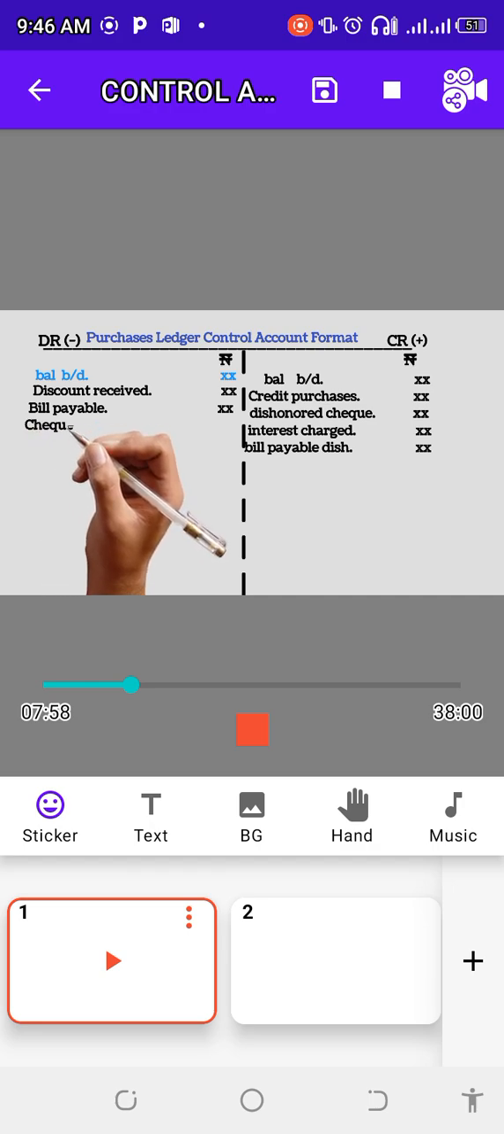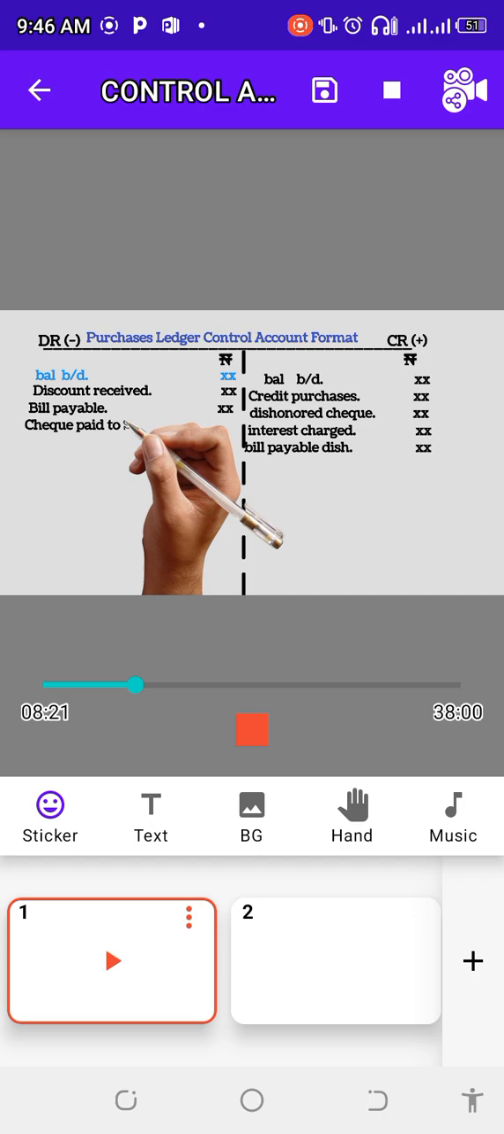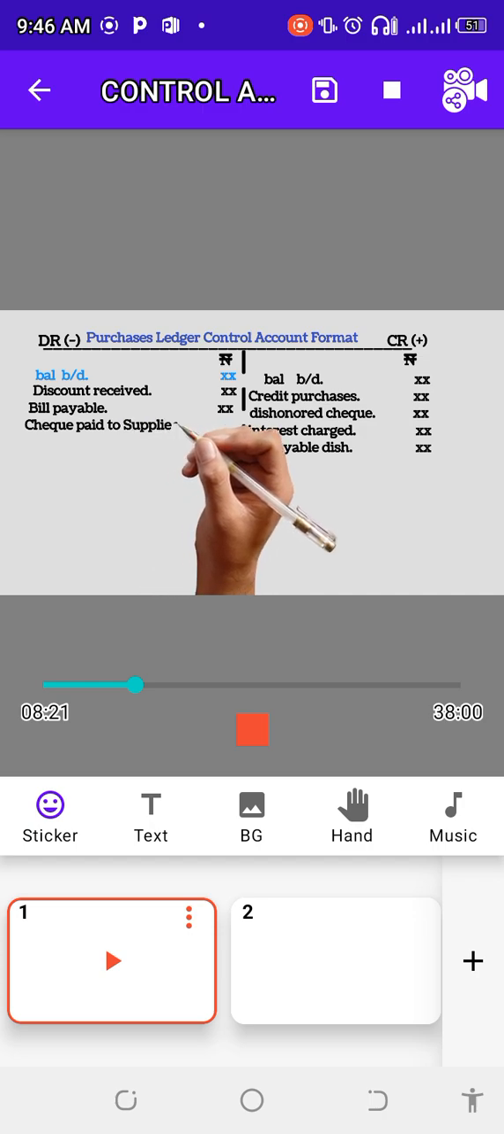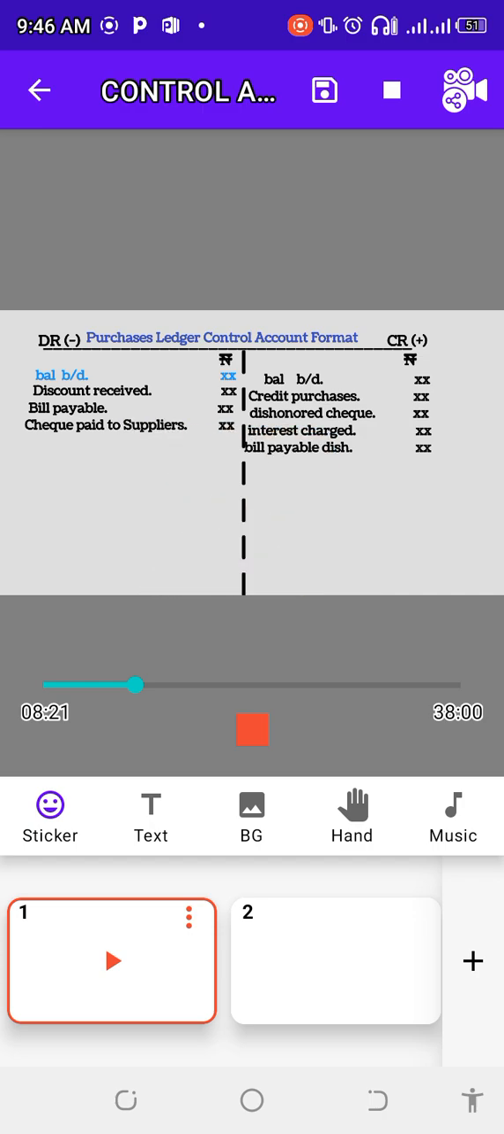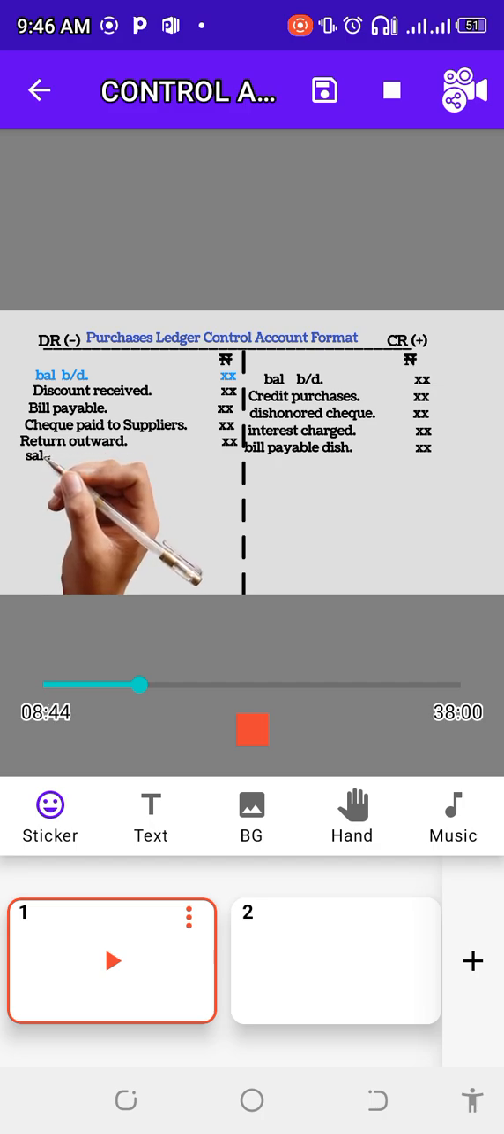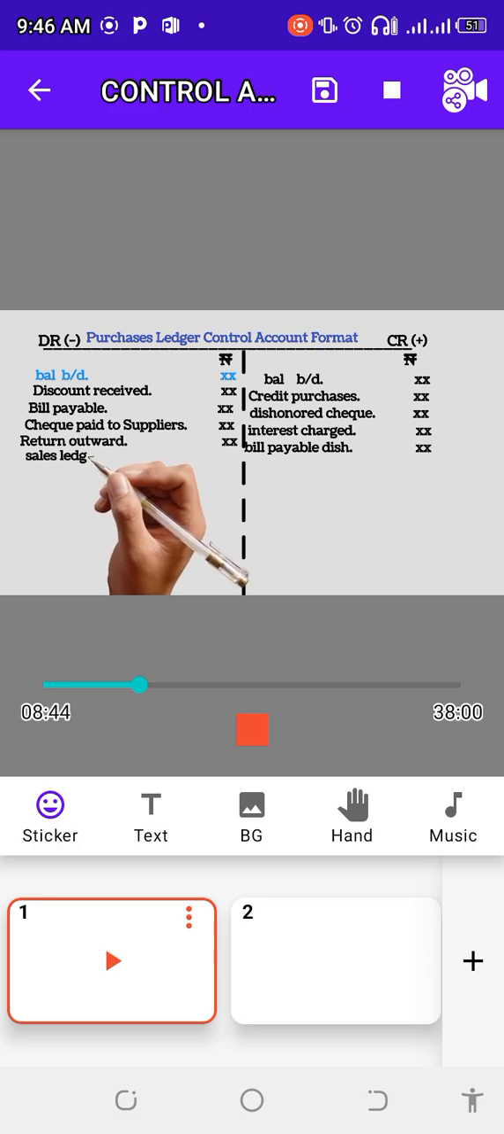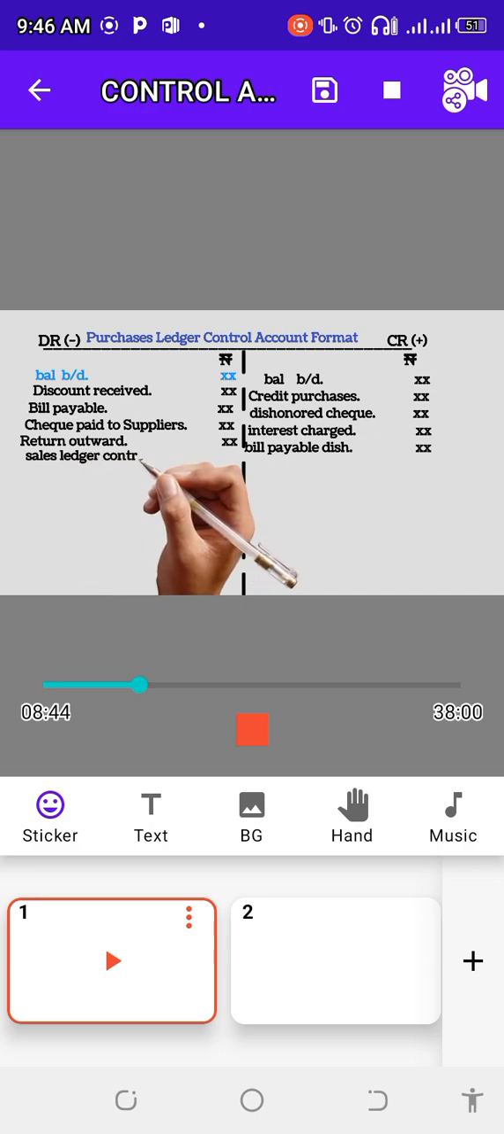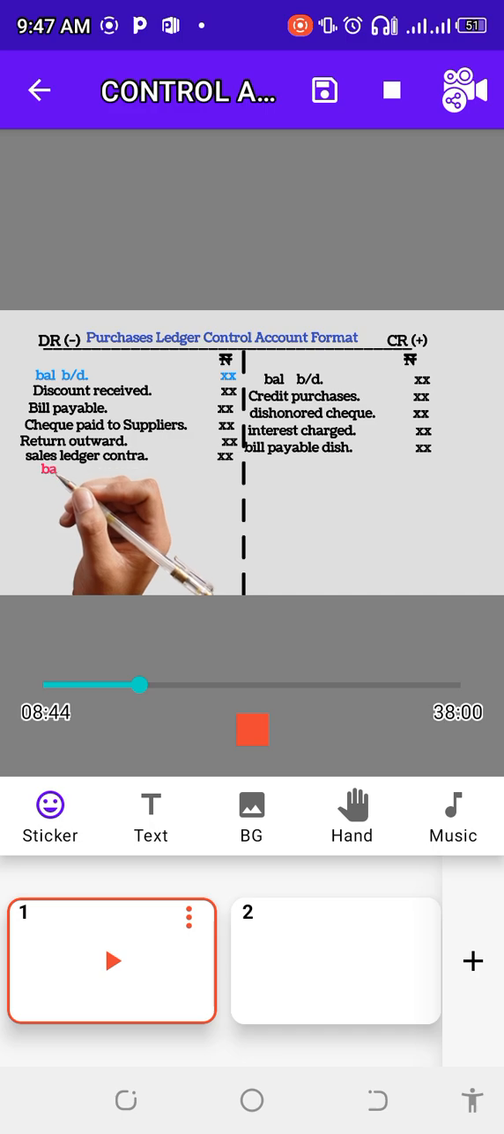Then cheque paid to supplier will also reduce what the business is owing to the suppliers. Another thing that will reduce it is return outward, that is purchases return. Purchases return will reduce it. Then the next thing is sales ledger contra. That is set off. Set off is always on the reducing side of the accounts.